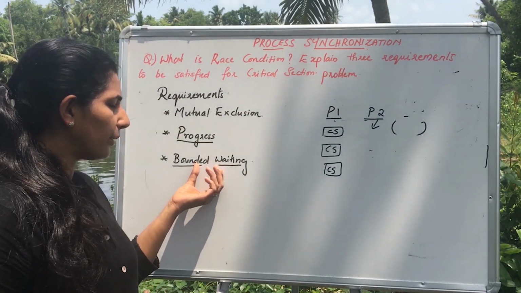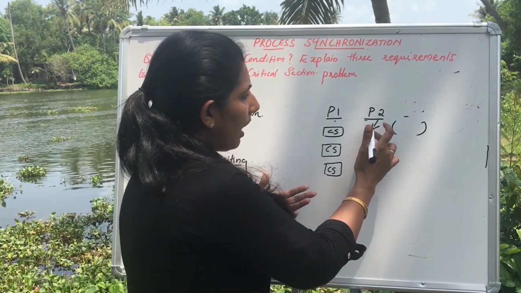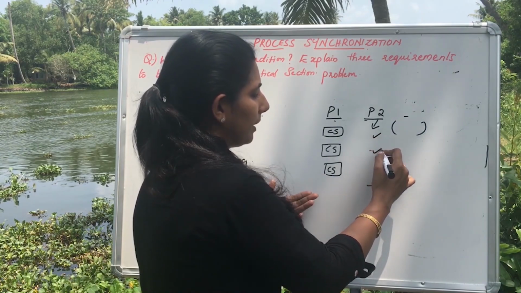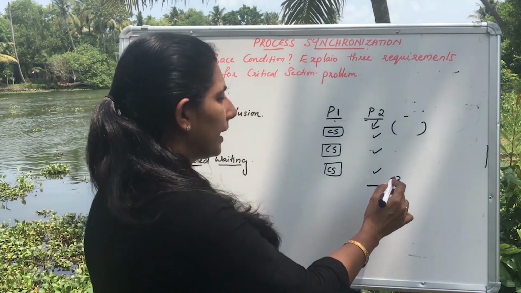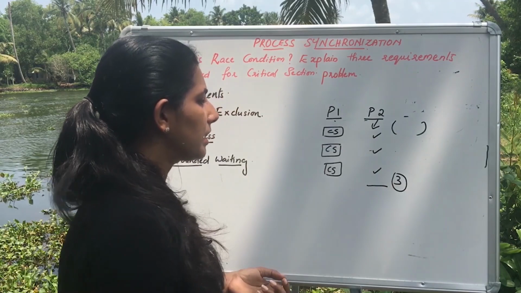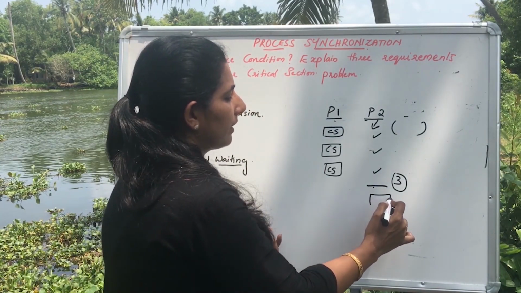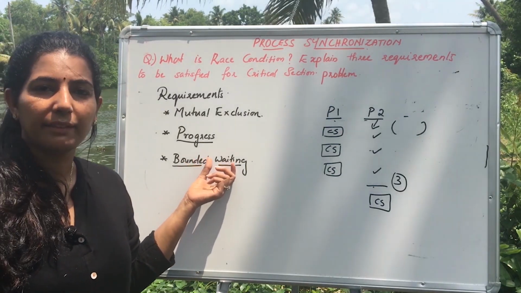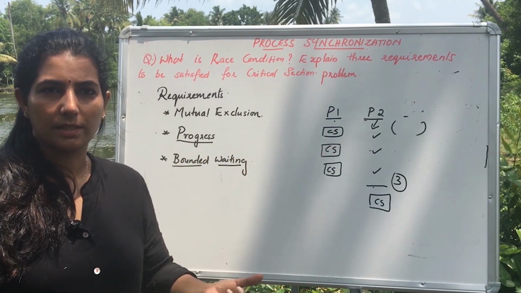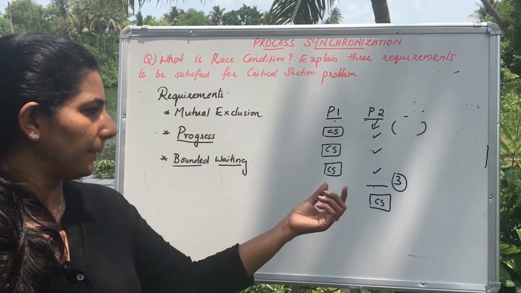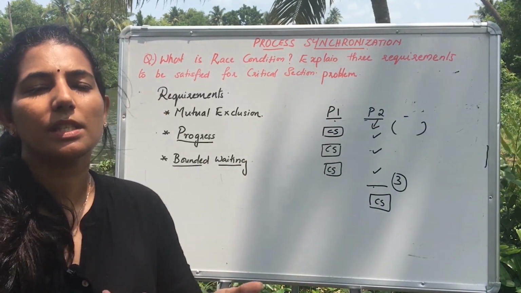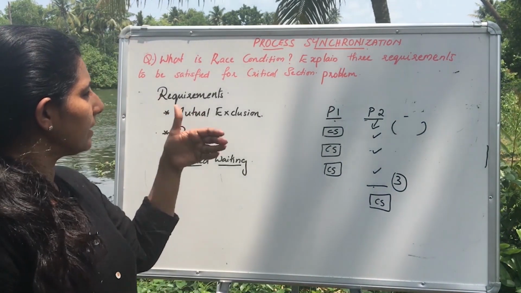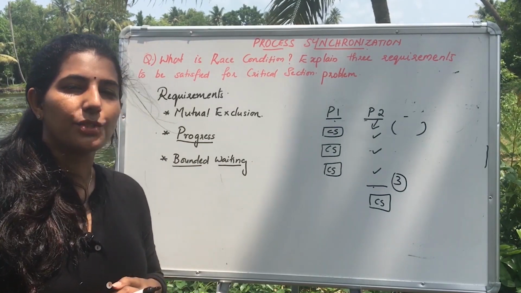So I give a bounded waiting limit where P2, after trying a number of chances, let me say 3, after 3 attempts, P2 should be allowed to enter into the critical section. The bounded wait time is 3. So this is nothing but a bounded waiting time for the entry into the critical section. After multiple attempts, depending on the bounded time, a process will be forcefully allowed to enter into the critical section. So these are the 3 requirements for the critical section problem.